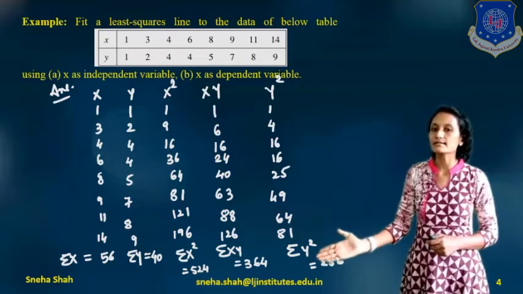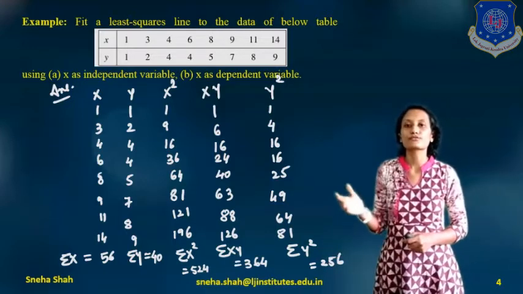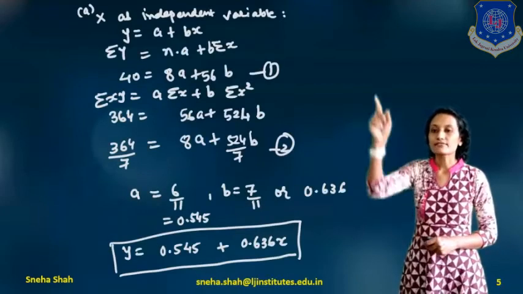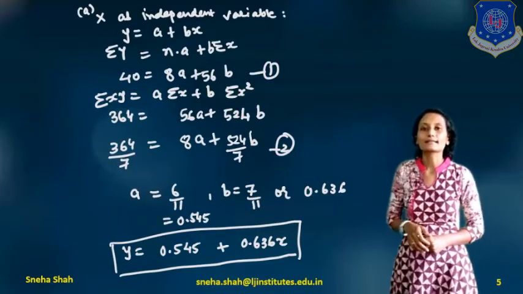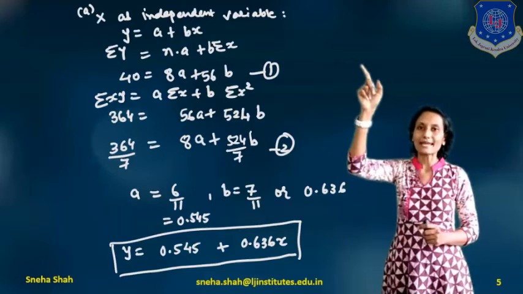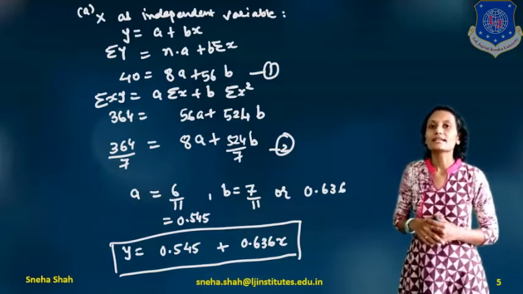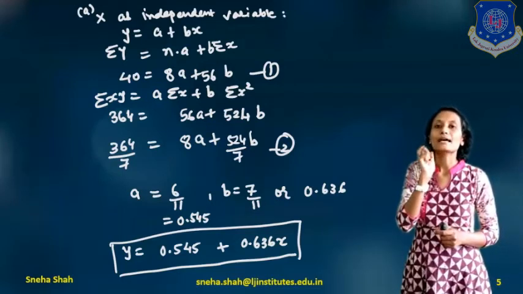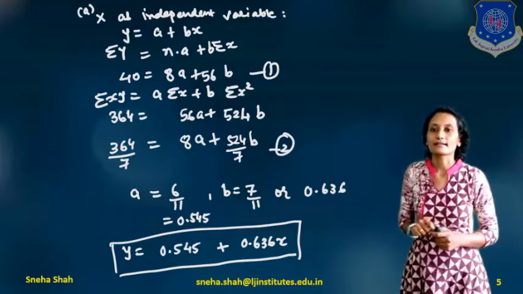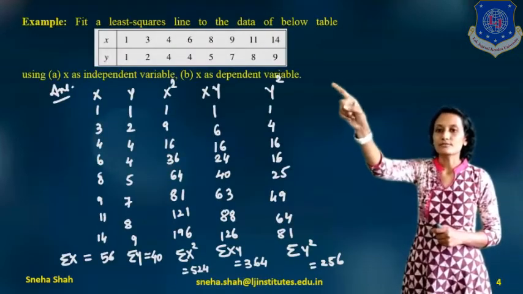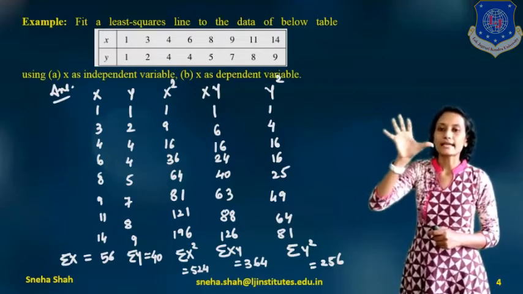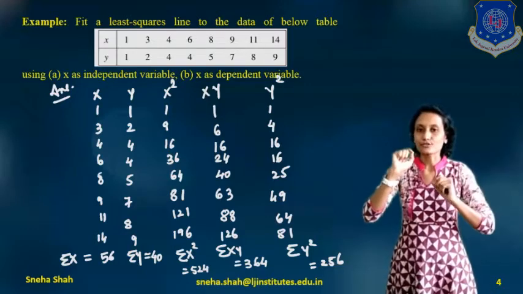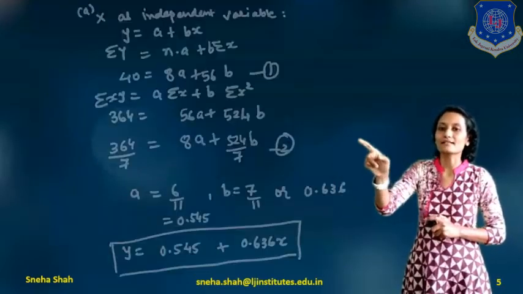Now we will use all these values in the normal equations to find the values of constants a and b. If we are taking x as the independent variable, then the equation will be y equals a plus bx. The first normal equation is summation y equals n into a plus b into summation x. Here the values are 1, 3, 4, 6, 8, 9, 11 and 14, so the total number of terms will be 8, and n equals 8.